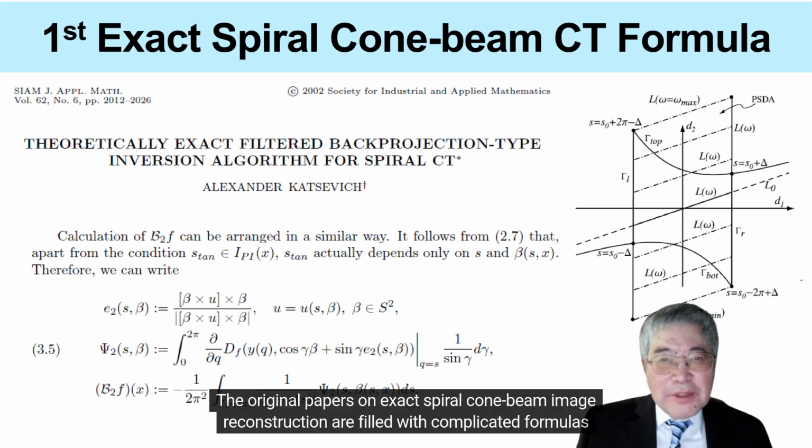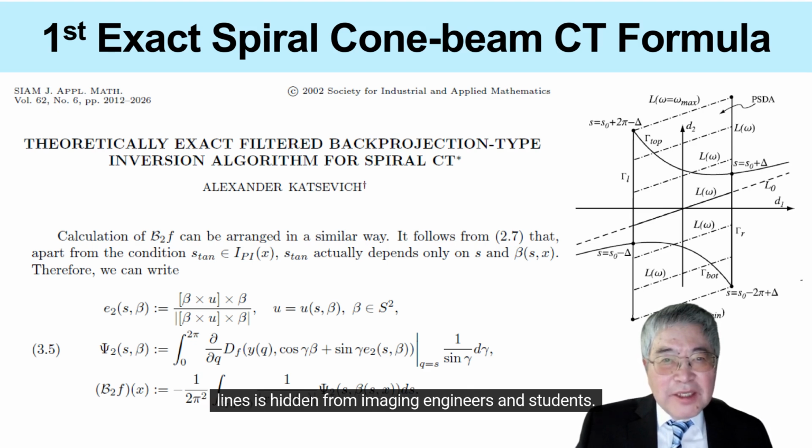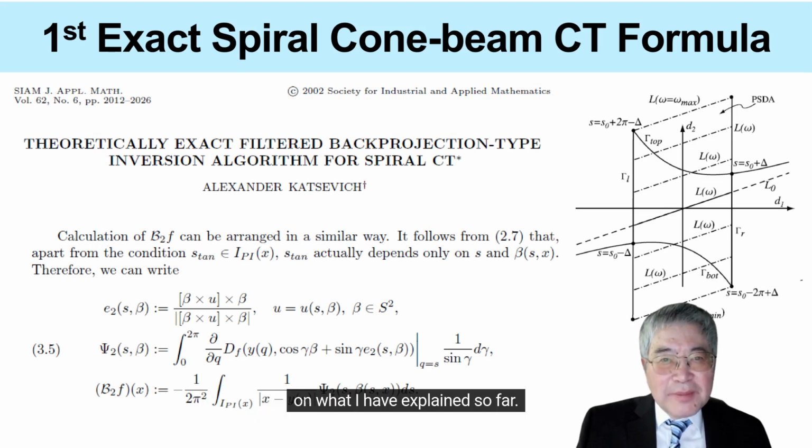The original papers on exact spiral cone beam image reconstruction are filled with complicated formulas and many derivation steps, which can be mathematically followed line by line, but the motivation behind these lines is hidden from imaging engineers and students. Hopefully, the essential idea behind all these mathematical details can now be heuristically appreciated based on what I have explained so far.